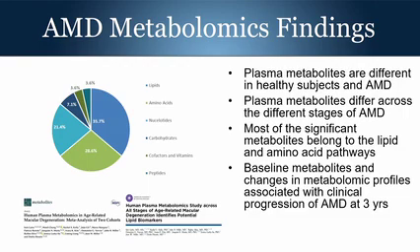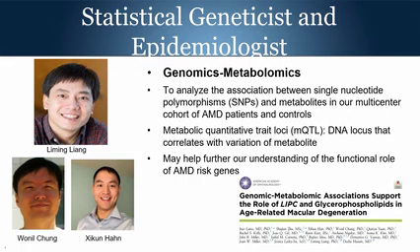And it was very exciting to find, with the analysis done by our epidemiologist and biostatistician collaborators, that plasma metabolites are different in healthy patients versus patients with macular degeneration and also across stages of disease. The most significant metabolites were in the lipid and amino acid pathways. Up until now, there was very little information on AMD, so this was very exciting, and we got very encouraged to delve more into what metabolomics can tell us about macular degeneration.